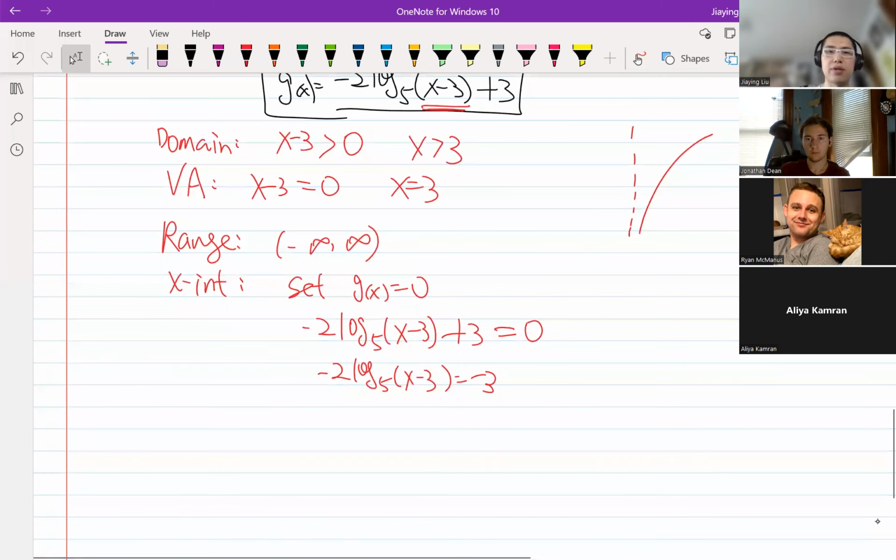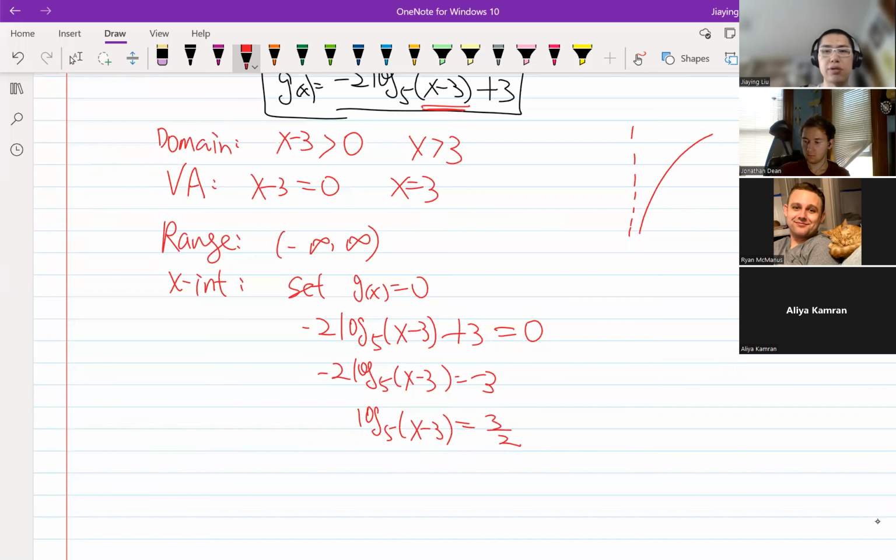And now we divide by -2, so we get log base 5 of (x minus 3) equals 3 over 2. And from here, we're going to have to solve for x, right? Now, I think this is good practice for solving logarithmic equations. To solve for x, we're going to somehow get rid of the log base 5. So there are a few ways. Either we can convert it to an exponential expression.